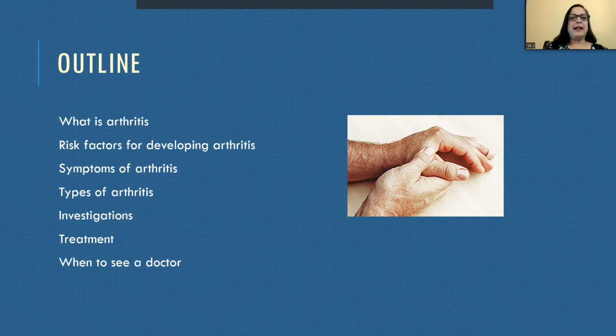Based on these facts and the impact of arthritis, we will be talking a little bit about what is arthritis, the risk factors for developing arthritis, the symptoms and types of arthritis, some common investigations and treatment modalities of arthritis, and when is it important to see a doctor for arthritis symptoms.